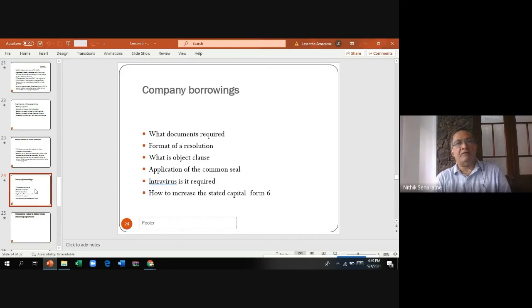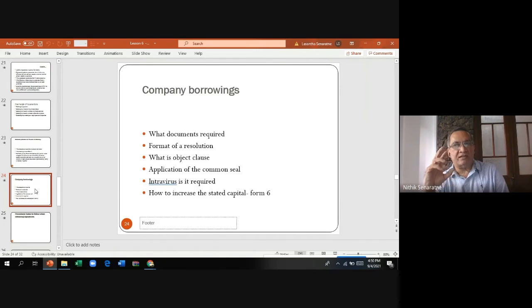Right. Company borrowings, what documents are required? So the first important thing is that you have to have a resolution confirming that the board of directors has taken a decision to borrow from your bank. Format of the resolution: it has to be on original letterhead, not a photocopy. And clearly it has to state what your requirement is. On such and such day, the board of directors of XY Private Limited resolved to obtain a term loan of 10 million from ABC Bank, signed by 2 directors or a director and secretary. Common seal is not a must.